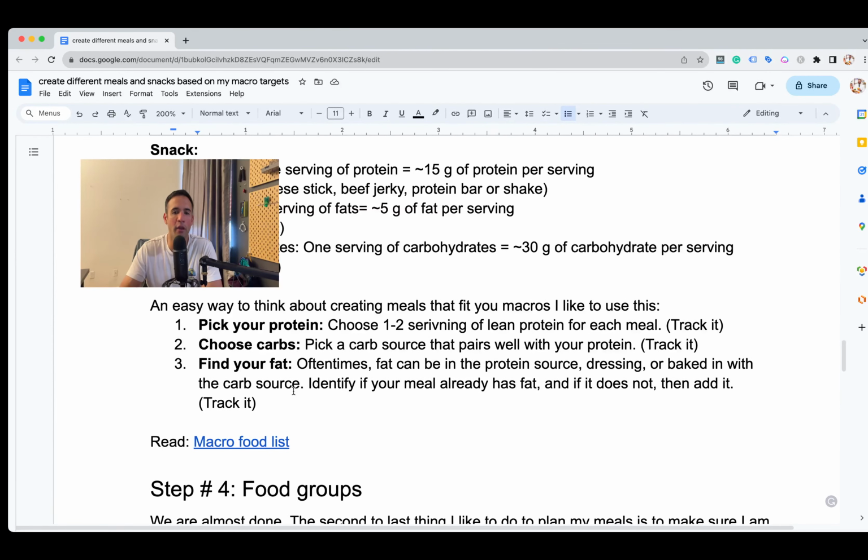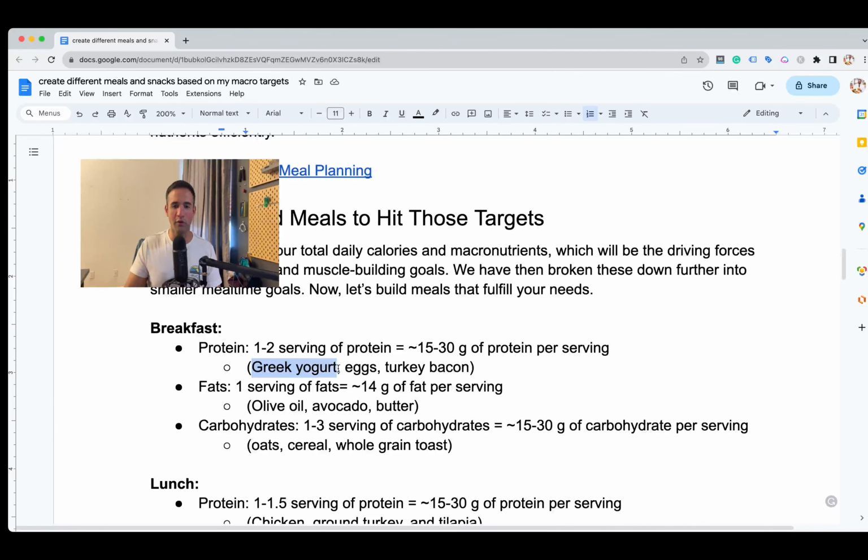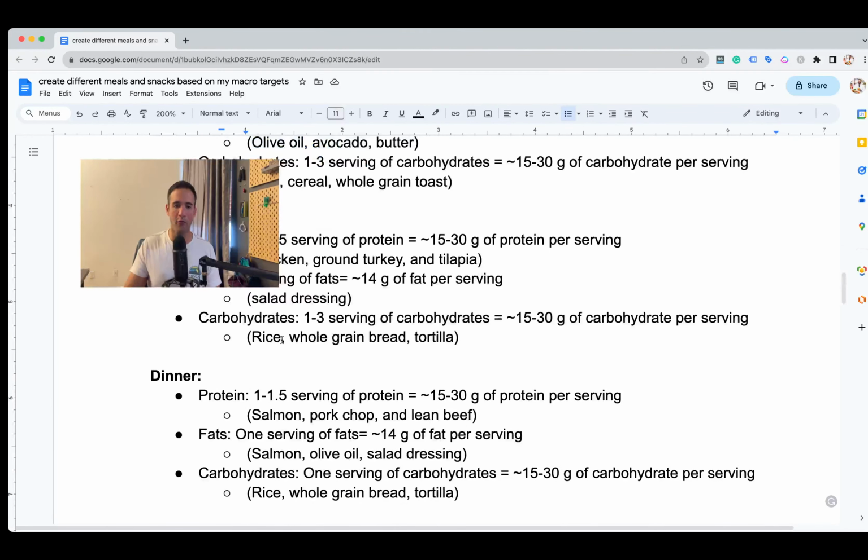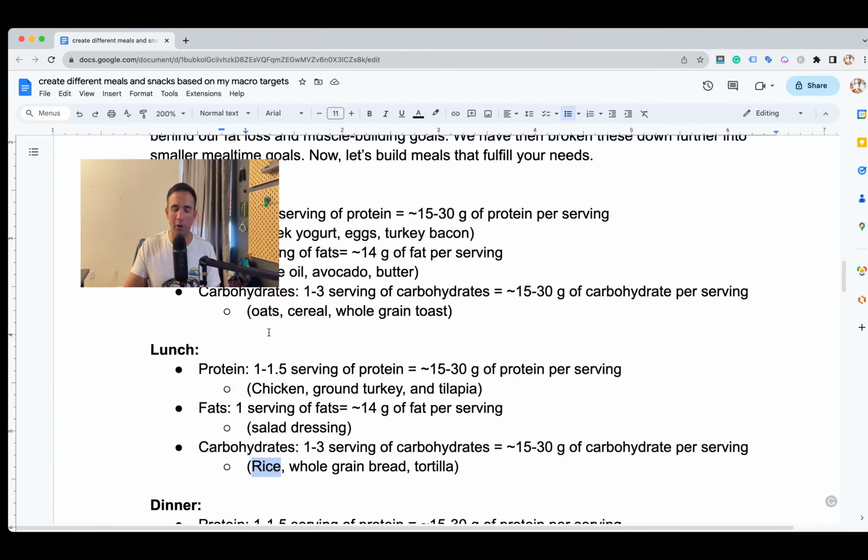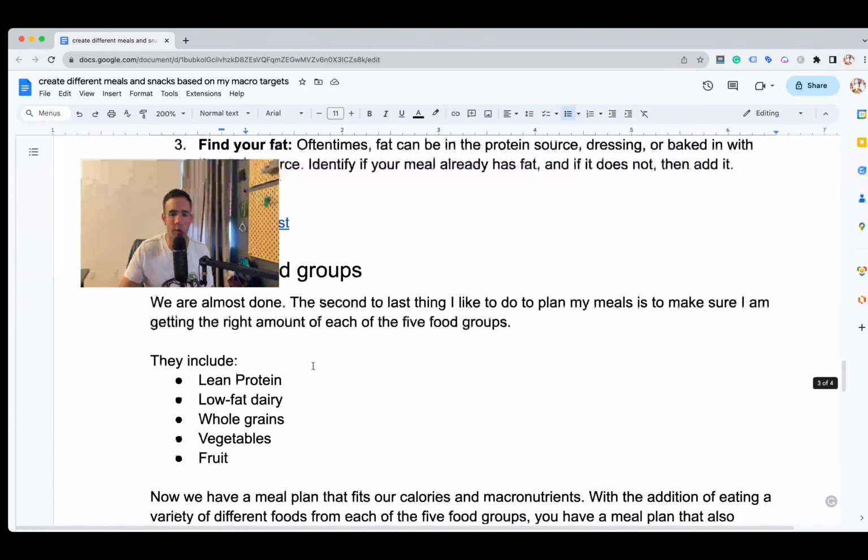An easy way to think about creating your meals that fit your macro needs. I like to use this: pick your protein, choose your carbs, find your fats, right? So choose 1 to 2 servings of lean protein for each meal. Track it. Choose your carb, right? So pick a carb that's going to pair well with your protein source. Had Greek yogurt? Chances are you're probably not going to want to have rice with your Greek yogurt as your carb source. So pick your carb source that pairs well with your protein. So that's where choose your carb comes into play.